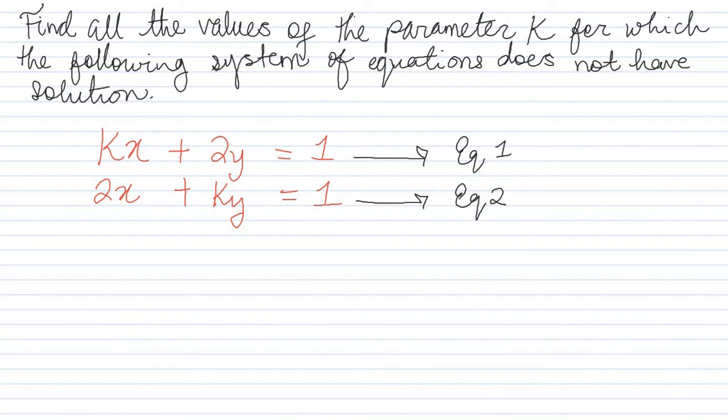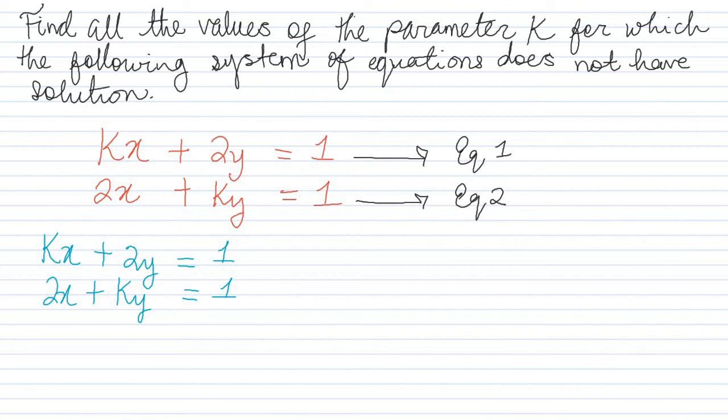But the question doesn't stop here. We're not solving for x or for y. We're solving for values of the parameter k for which this system of equations has no solution. So let's start. The first thing we're going to work on: you have kx plus 2y equals 1, and then 2x plus ky equals 1, the top equation and the bottom equation.